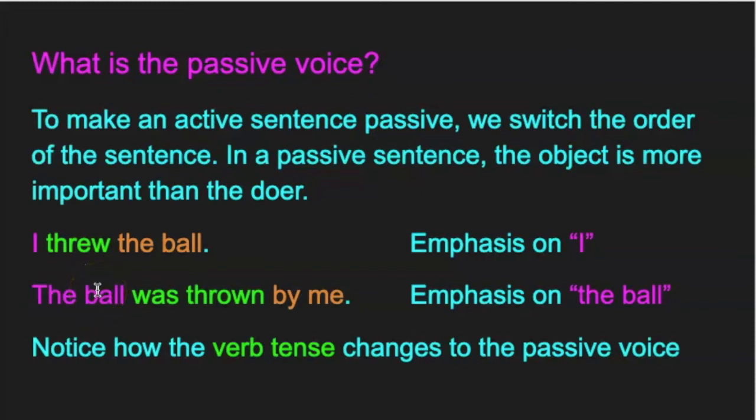And in English, when we put the object first, we change the verb tense. The ball was thrown by me. See how the verb tense changes? In here, we have threw, and in this sentence, we have was thrown. And was thrown is what we call the passive voice.